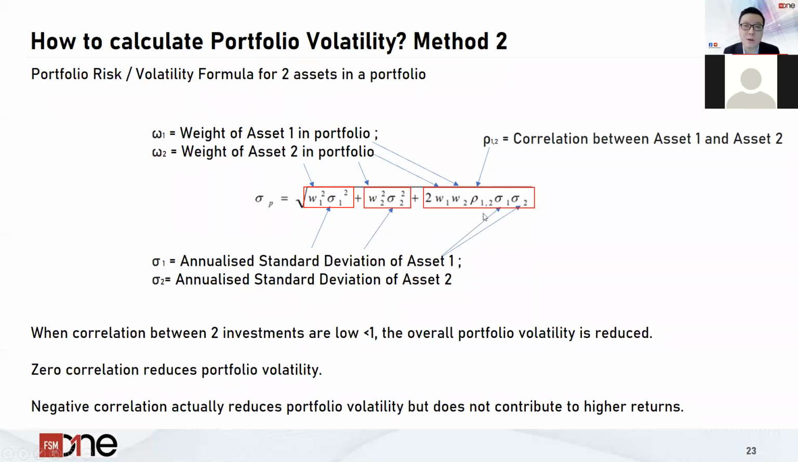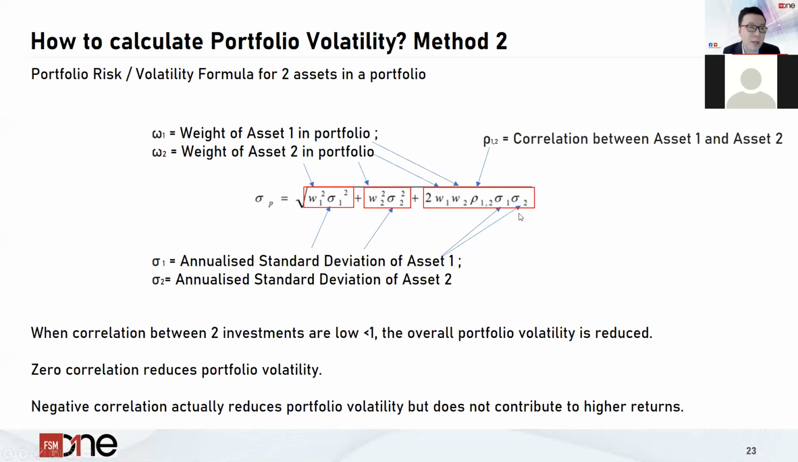But the correlation between the assets can help you determine the overall portfolio volatility. So when this number is 1, if you remember, the maximum for correlation coefficient is 1, then this formula, the whole thing, will be the highest. If this number is 0, if this number is -1, then this whole thing will be the lowest volatility.